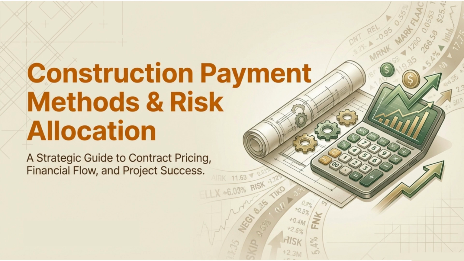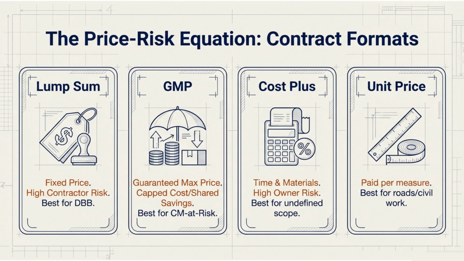This is your strategic guide to contract pricing, financial flow, and project success. Think of it as the GPS for your construction budget, except this GPS actually tells you where all the money went. Let's get started. All right, let's talk about the price-risk equation. This is where the rubber meets the road, or where the concrete meets the foundation, if we're being thematic. You've got four main players in the construction contract world, and they're like the four food groups, except instead of keeping you healthy, they keep your project from going bankrupt.